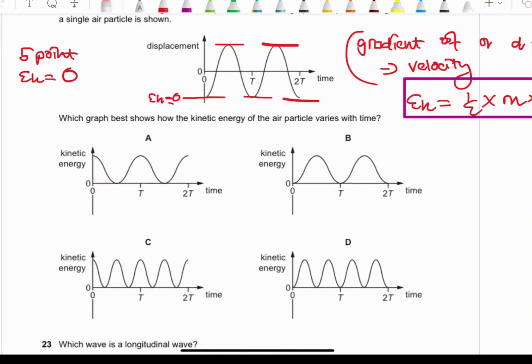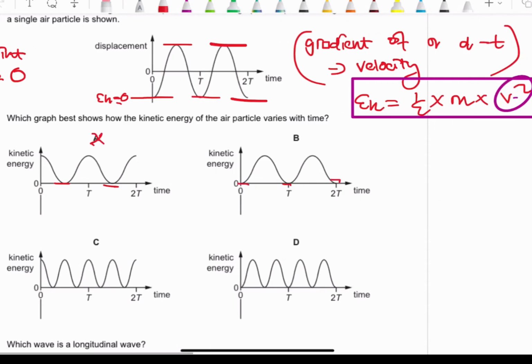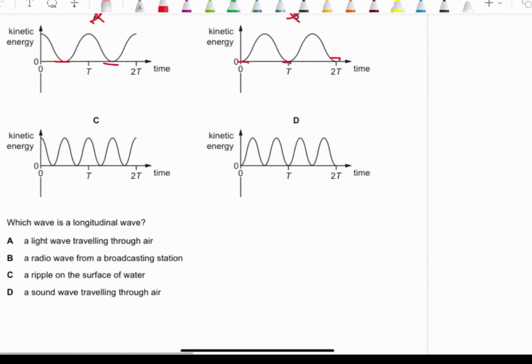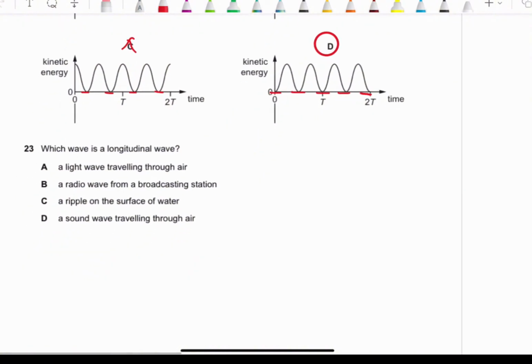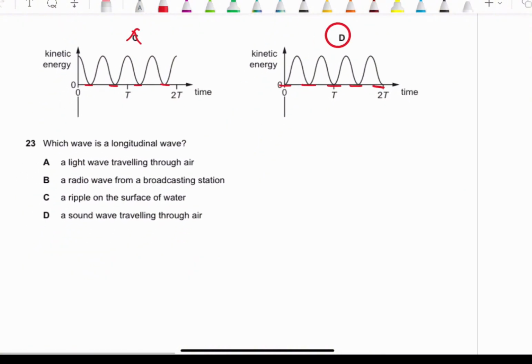Let's go. For this one, I have 1, 2, it can't be A. 1, 2, 3, it can't be B. 1, 2, 3, 4, it can't be C. But here, 1, 2, 3, 4, 5. So the answer has to be D. Very, very important. Move on to question 23.